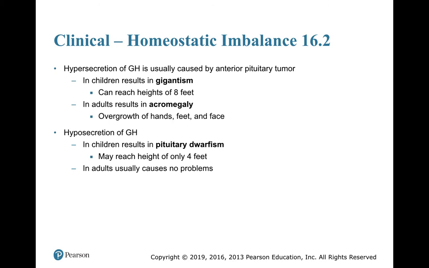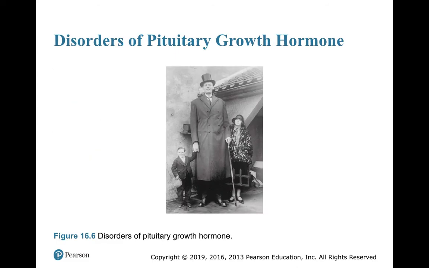Hyposecretion of growth hormone in children results in pituitary dwarfism. Children not receiving supplemental growth hormone may not reach heights of 4 feet. In adults, hyposecretion of growth hormone doesn't seem to cause problems. So we have here a pituitary dwarf, a giant, and the woman is an average size person.